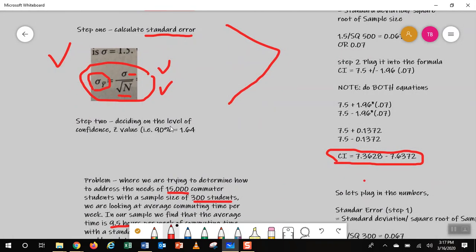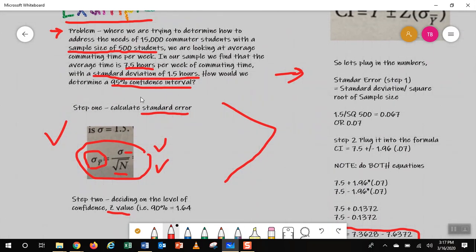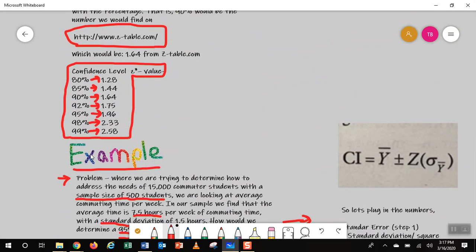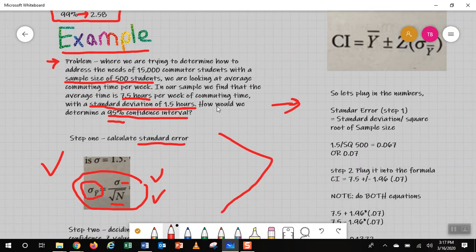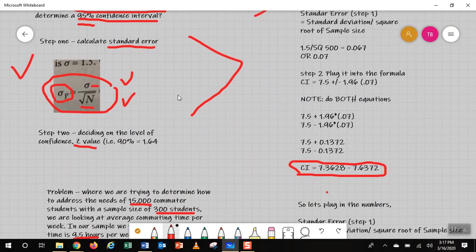Step two, deciding the level of confidence, the z value. The 95% in this case is what we asked for. So you'd go back up to our little z table and look at 95%, and then you're going to plug in the 1.96. Okay. So now we go through and actually start plugging these things in.